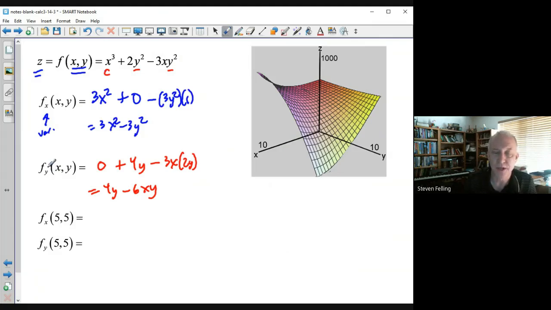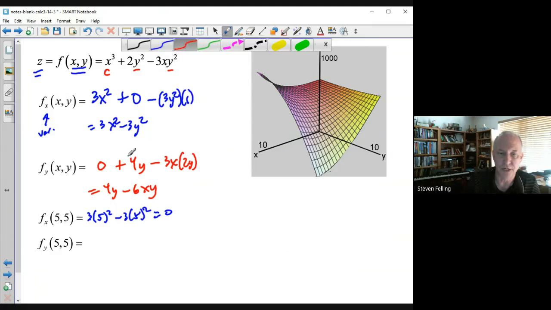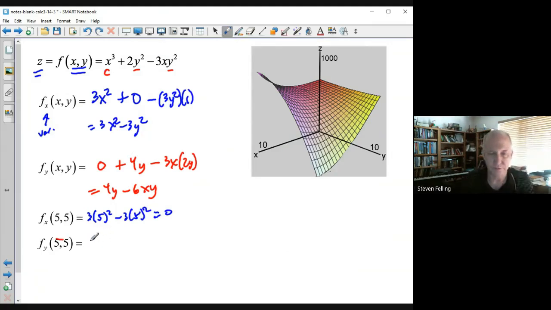Okay. And then if I were to plug some points in for x and y, I could evaluate what those are. So for this fx, if I plug 5 in for x and 5 in for y, I get 3 times 5 squared minus 3 times 5 squared, which turns out to be 0. But if I plug that into the fy, I get 4 times 5 minus 6 times 5 times 5, which turns out to be negative 130.